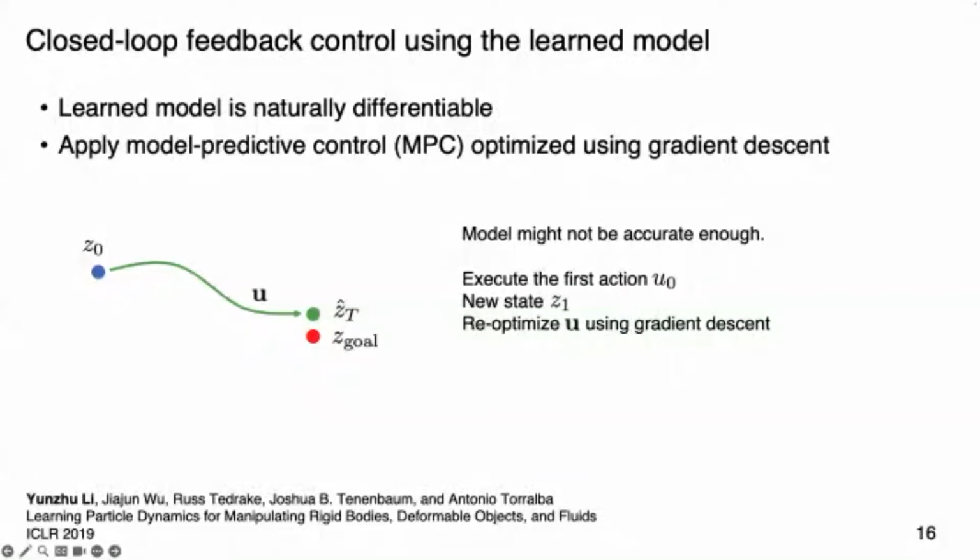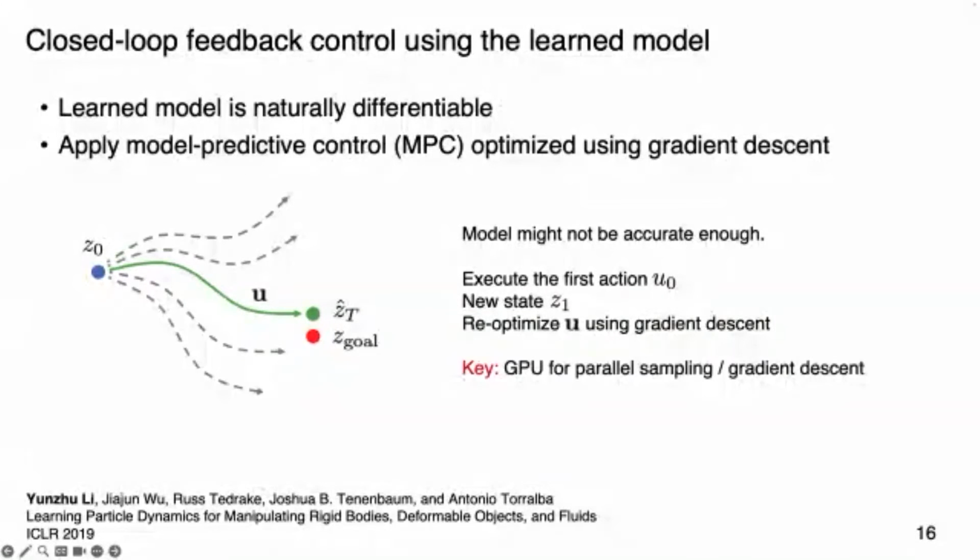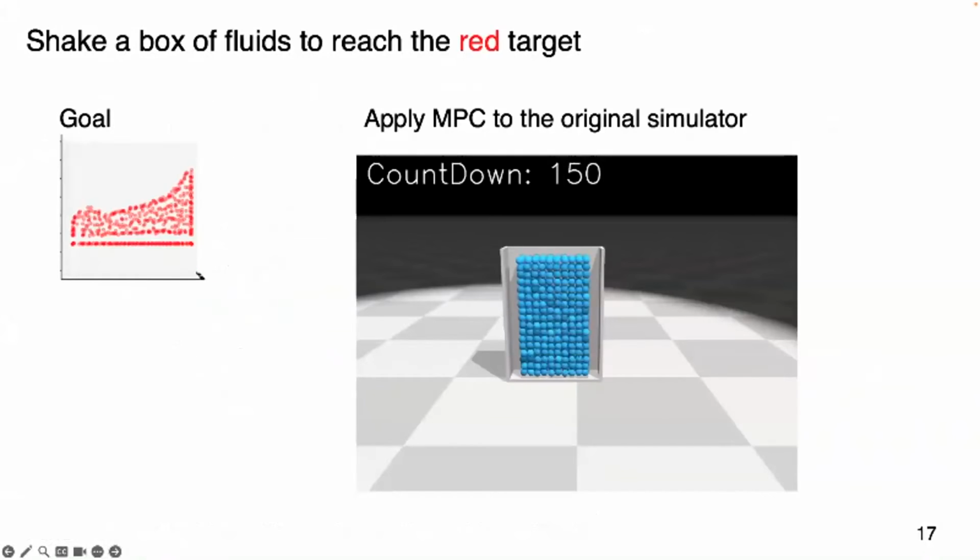And the key to the success of this method is to leverage the parallel computing power of GPUs. We can sample hundreds or even thousands of action sequences at the same time and do gradient descent for all of them simultaneously. This allows the planned trajectory to perform local refinements and at the same time get around some local optimum. And here we show some model control results.